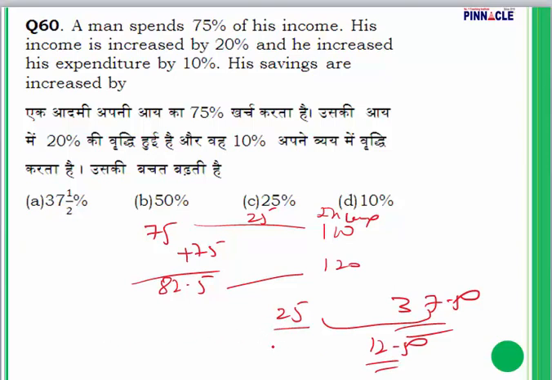On 100 it will be 4 times. You can say 50% is the increase. 50% is the increase. Answer is B.